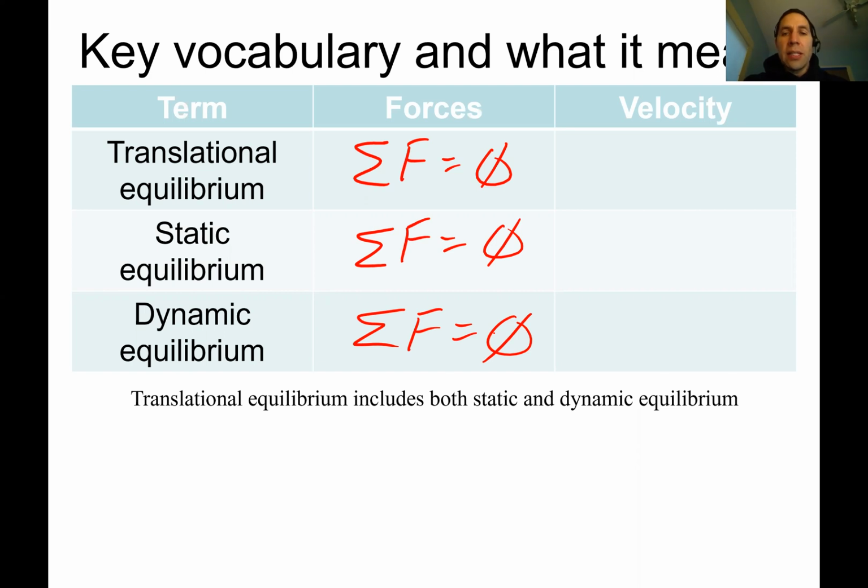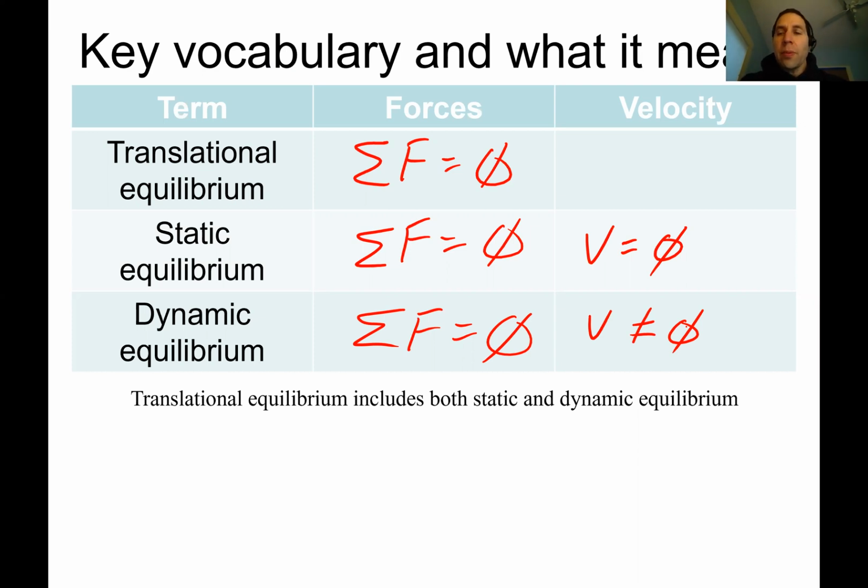Okay, and then the difference in each of these scenarios is what sort of velocities they describe. Okay, so static, if something is static, that means it is not moving. So the velocity equals 0. The word dynamic seems to imply that something is moving. So this would be velocity does not equal 0.